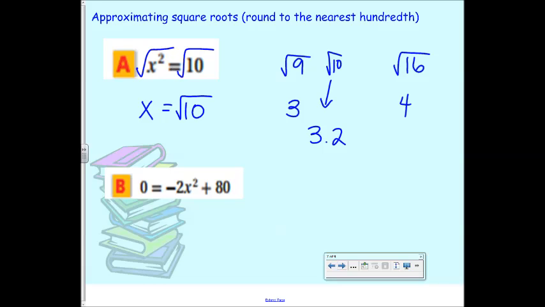All right, do it on your calculators now. Oh, I was too high. It's like 3.1. I got 3.16. Yeah, 3.16. So it's approximately 3.16.